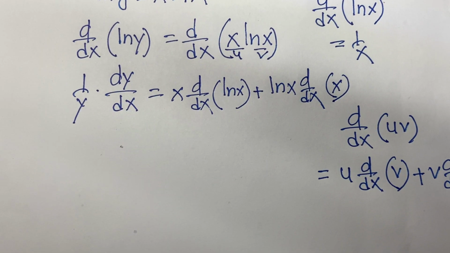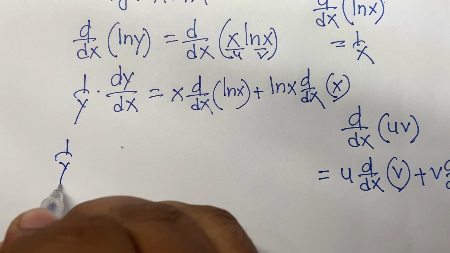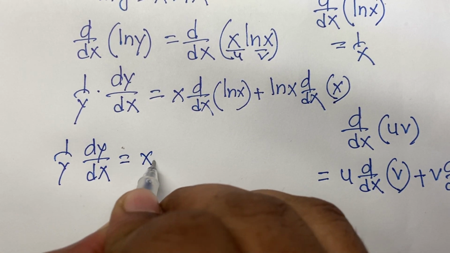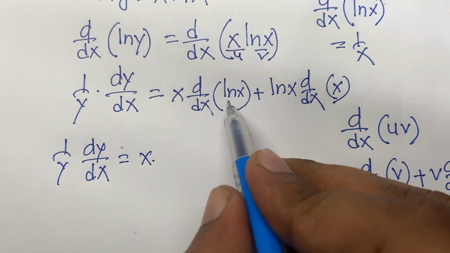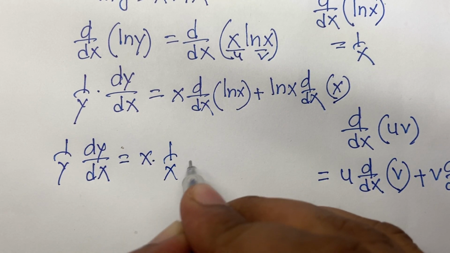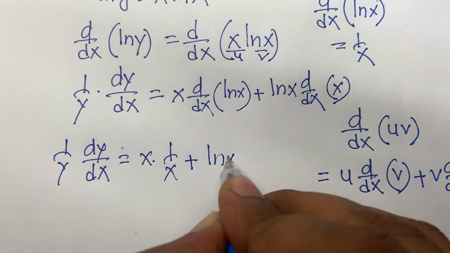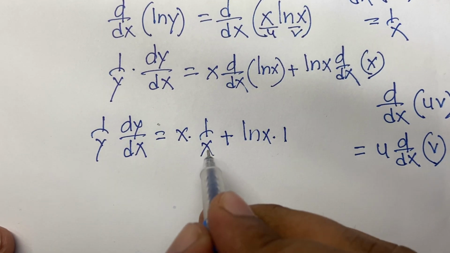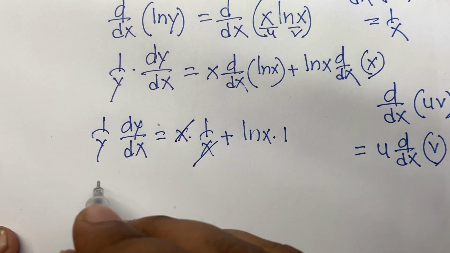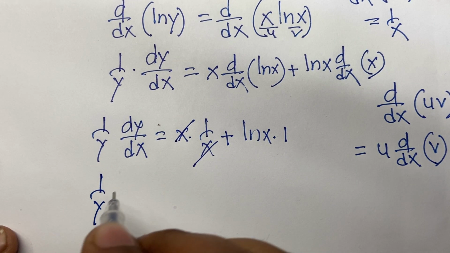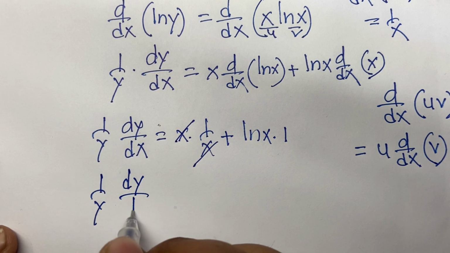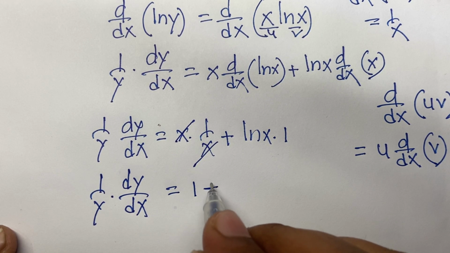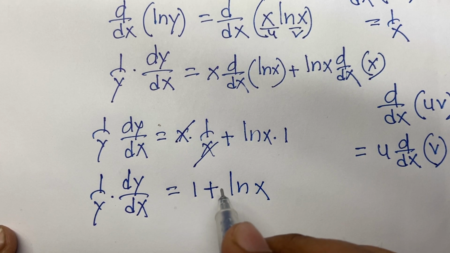Now I can say 1 over y dy by dx equal to x. We know that derivative of ln x equal to 1 over x, plus here is ln x and derivative of x equal to 1. Now the x cancels. This time I can say 1 over y dy by dx equal to 1 plus ln x.